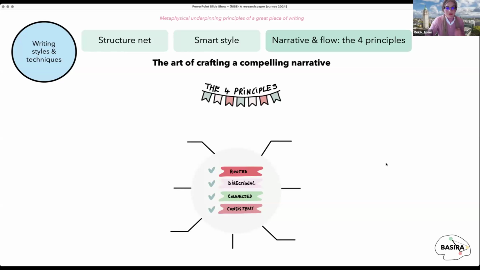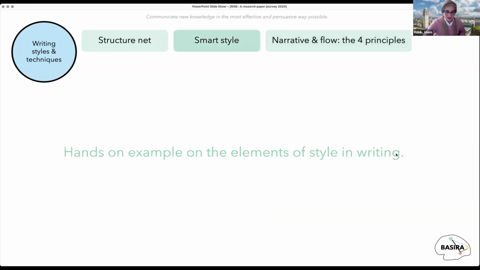So previously we have covered the four principles in writing a compelling narrative of your paper, which are rootedness, directionality, connectedness, and consistency. So next, we're going to look at a few examples on the elements of style and writing, how to write smartly, and I have a few references to recommend at the end of this session.